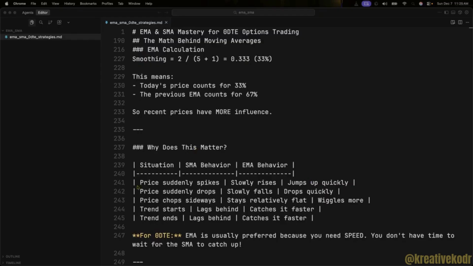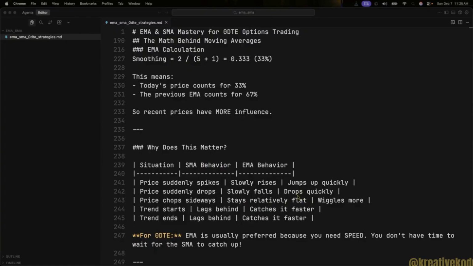Why does this matter? If the price suddenly spikes, the SMA rises slowly, but the EMA jumps up quickly. If the price suddenly drops, the SMA slowly falls, but the EMA drops quickly. If the trend chops sideways, the SMA stays relatively flat.